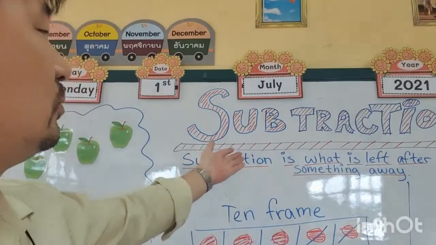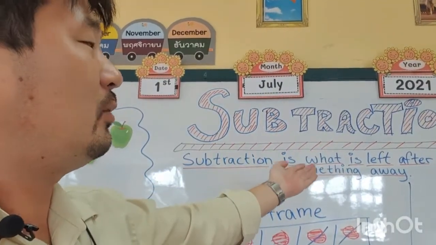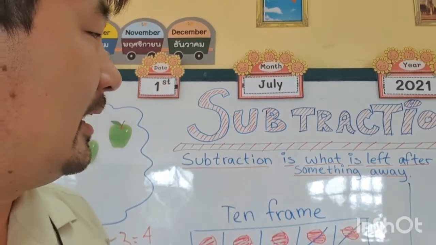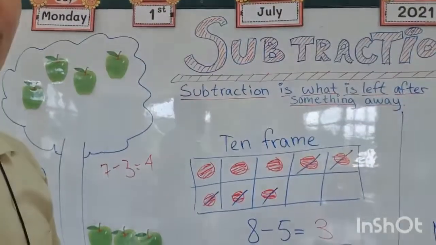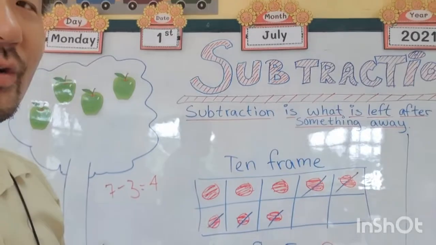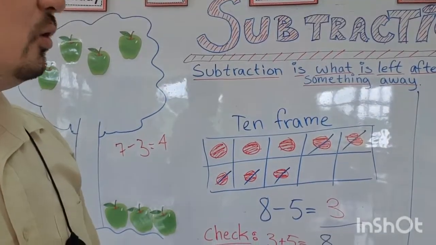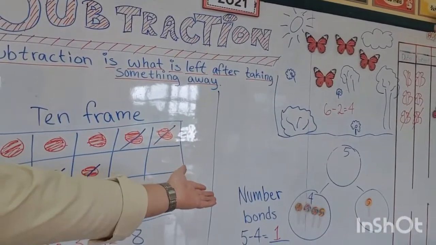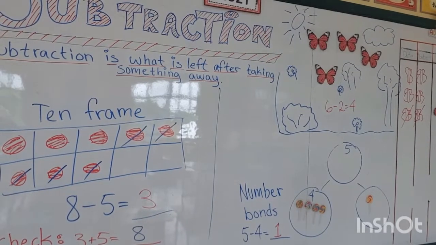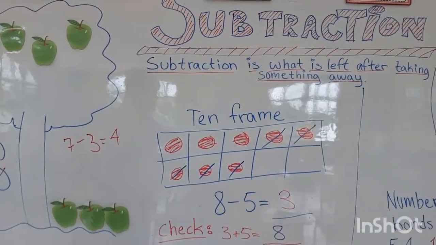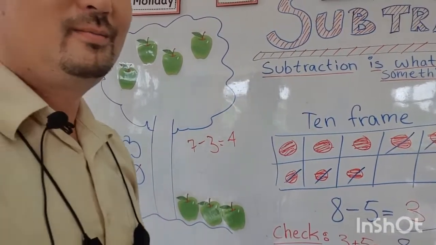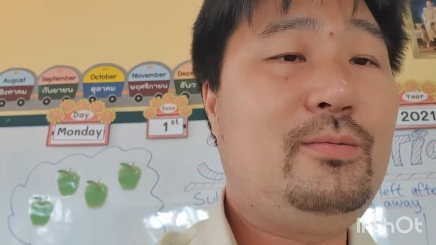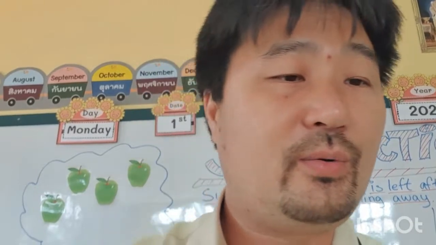So, subtraction is what is left after taking something away. That is what subtraction means. Okay? And you remember you have different ways of solving subtractions. Either do it in your head if you can, or you can use the 10 frame, or you can use number bonds, or if you have pictures you can take off and put on, then you can do that as well and just count. Okay?